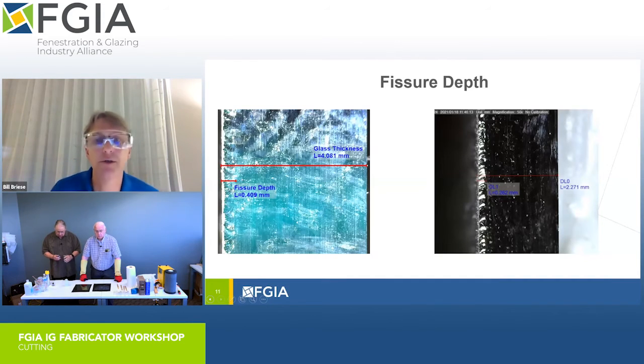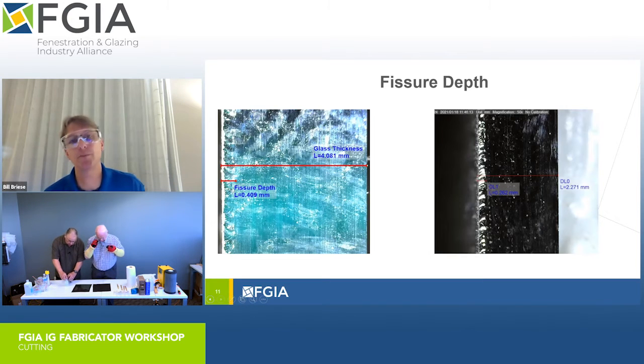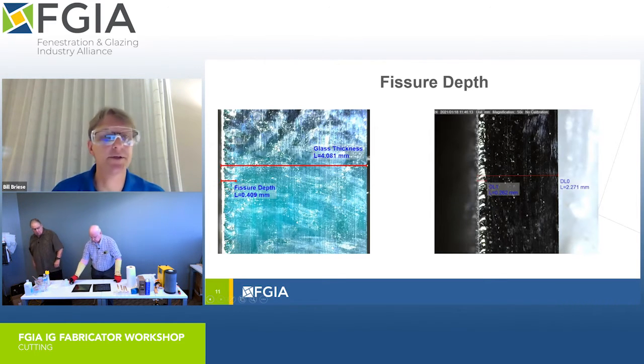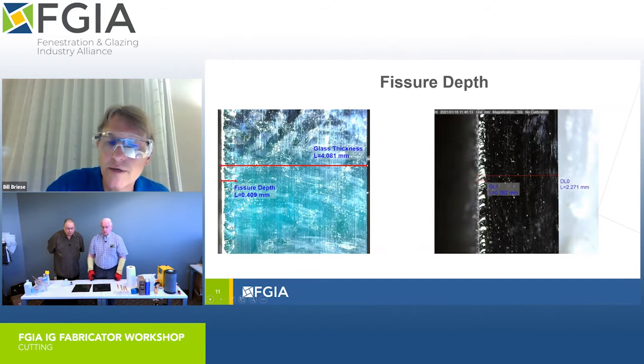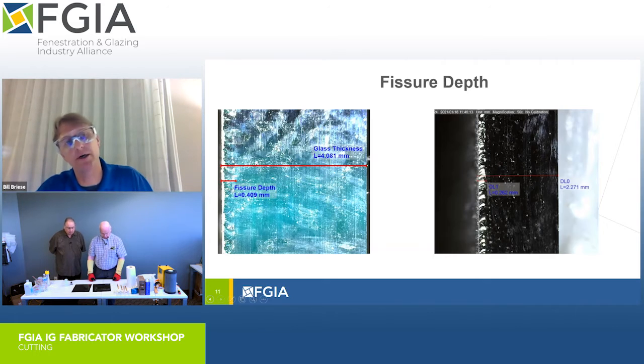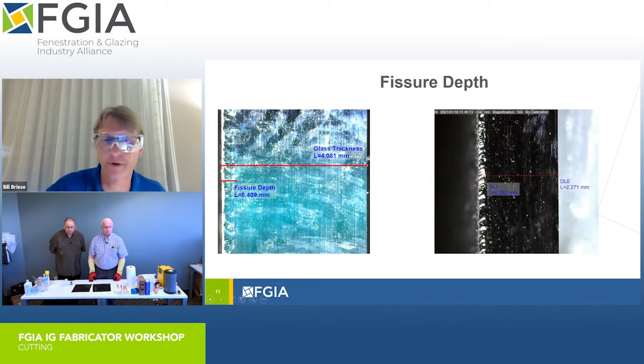So again, like I mentioned, you can use your jeweler's loop. These are some images that I took of scoring some 4mm glass on the left here. And I've got a 0.4 fissure depth and a 4mm glass thickness. So that's about 10%. You can evaluate this with your jeweler's loop or USB magnifier or some other tool. But that's kind of the guideline. If you're going to push down really hard, you're going to get a really deep fissure depth, but your edge quality is going to be jagged with shark's teeth and hackle and issues.